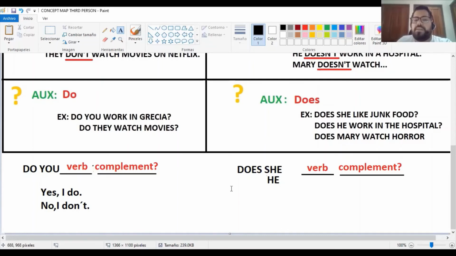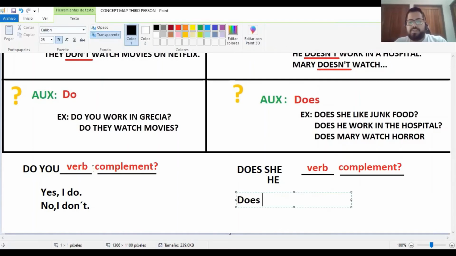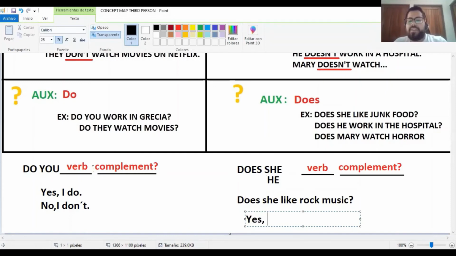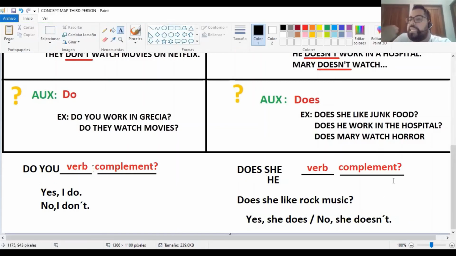Look at this. Okay, vamos a hacer unas por acá. Does she like rock music? Look at this. Y la pregunta que quiero hacerles es, guys, ¿cómo creen que la persona debe contestar? Aquí era yes I do and no I don't. Por acá sería yes. ¿Y qué creen ustedes? She does. Ok, or si en el caso de que sea que no decimos no, she doesn't. Ok.